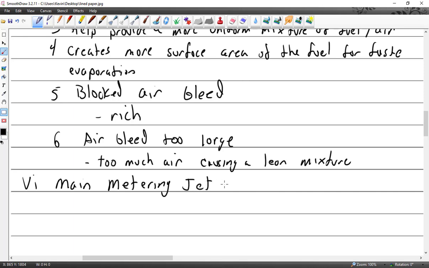Main metering jet. What do you think that is now? It's at the bottom. What is it for? To meter fuel. Its job is to meter fuel. When is it going to actually do its metering? When the fuel's at the proper level. That's true. Above idle, for sure. Whenever we have an orifice and flow through that orifice, when does the orifice do most of its real restricting? Full throttle. There you go. That's kind of what I'm looking for.